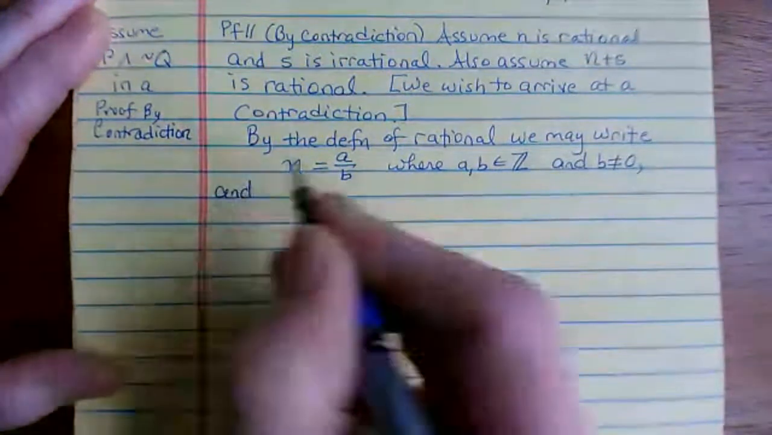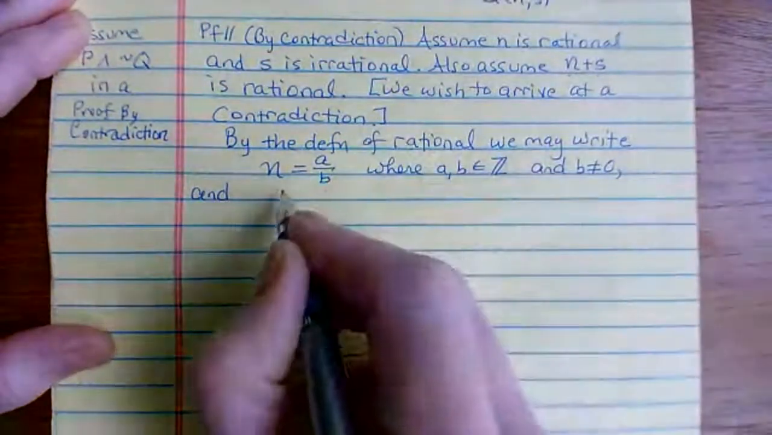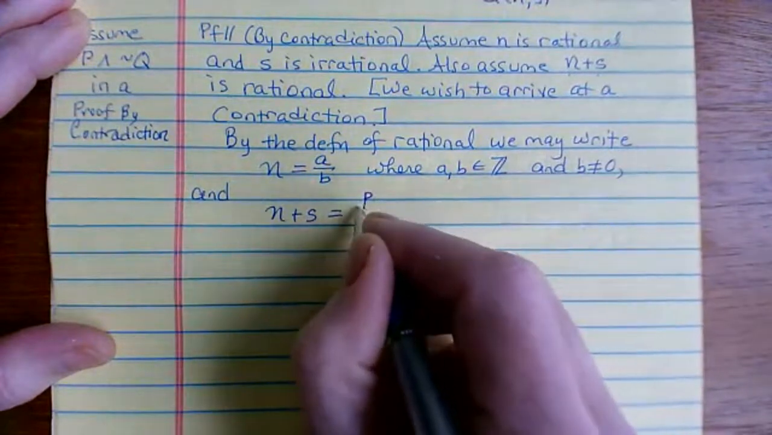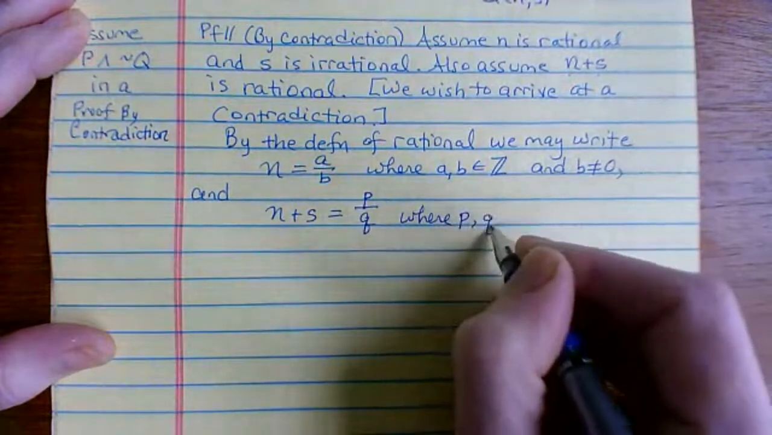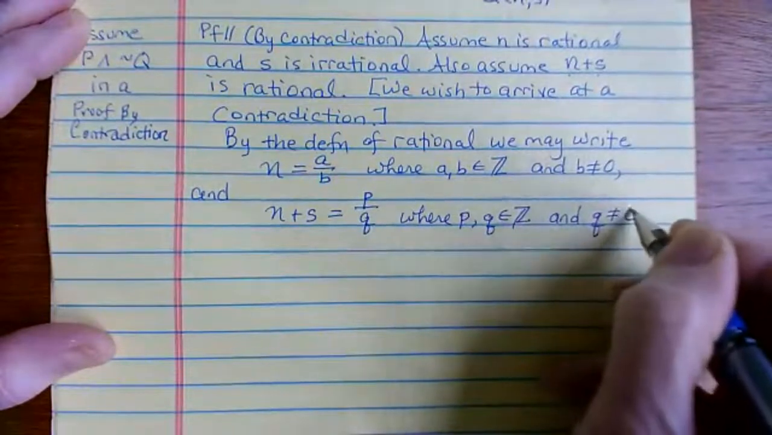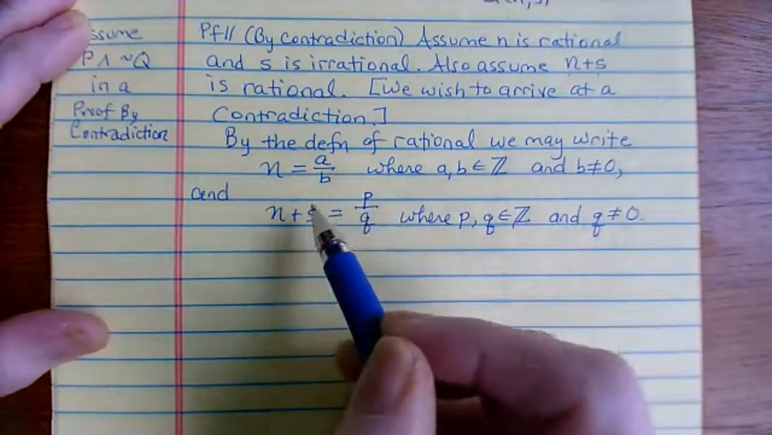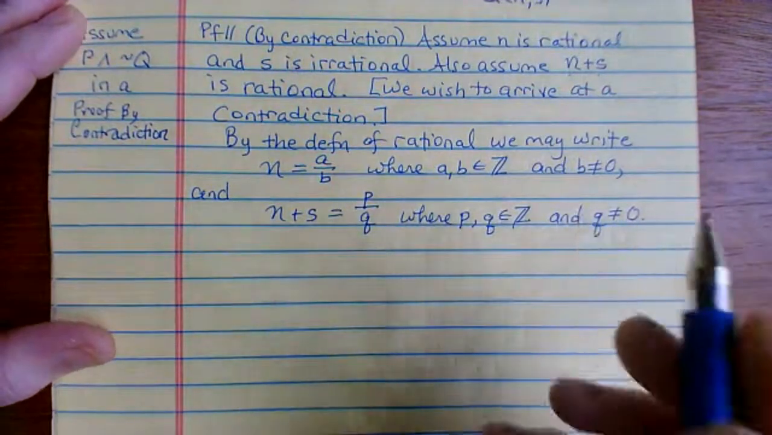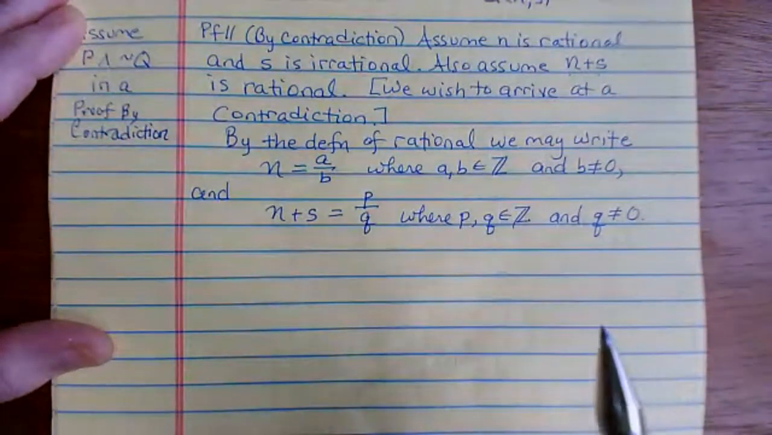And N plus S is also rational, so let's write an equation for that. N plus S is equal to, let's say, P over Q, where P and Q are integers, and Q is not equal to 0. Perhaps a better choice for variable here would be C over D, but we're just going to use P over Q. Does it matter? Not really. Okay. We're going to use the fact that N plus S is always equal to N plus S.